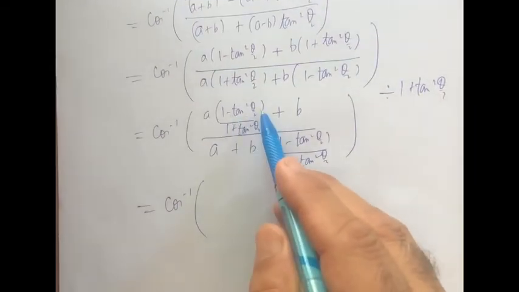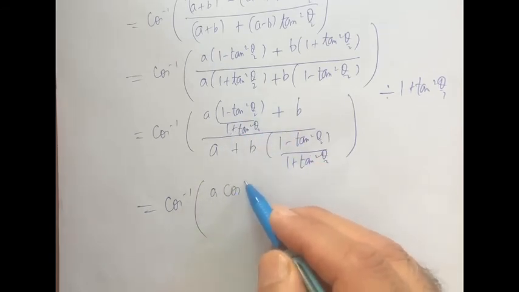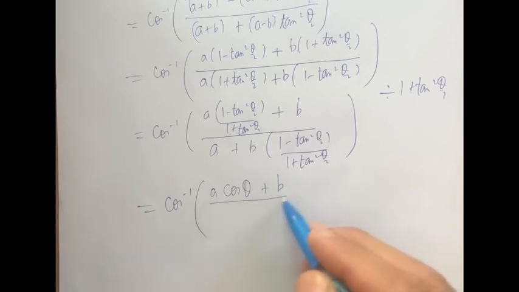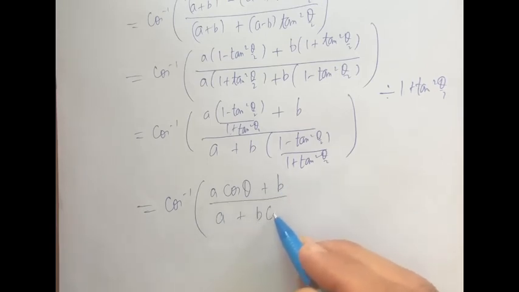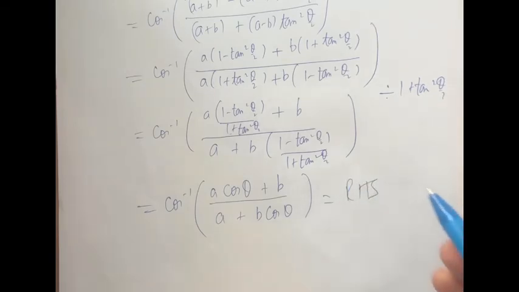Now 1 minus tan square theta by 2 upon 1 plus tan square theta by 2 is cos of theta, and this is the same, b into cos of theta. This is the same as the right hand side. This is how we get it.